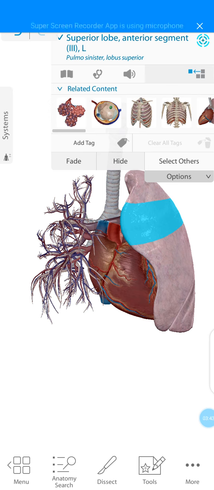Superior lobe, segment 4, segment 5, and segments 7 and 8.